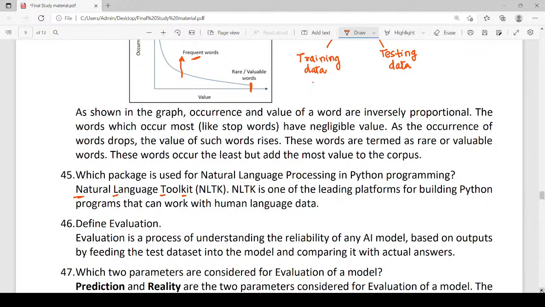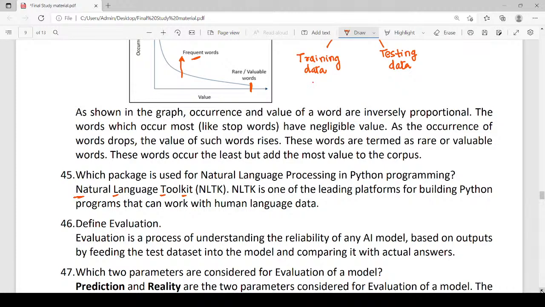What are prediction and reality? Excellent. What is prediction and what is reality? Think you have an AI model. What is prediction? What is reality? You can give answers.